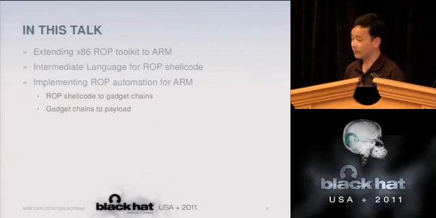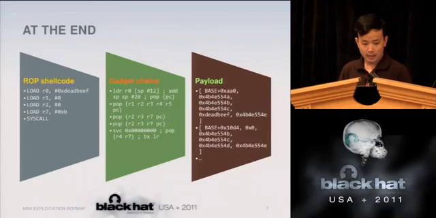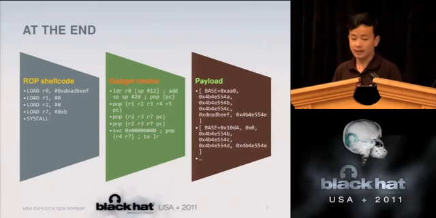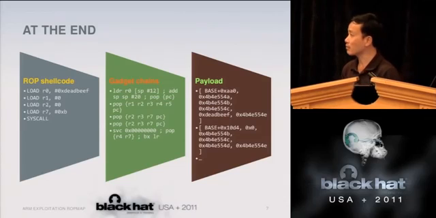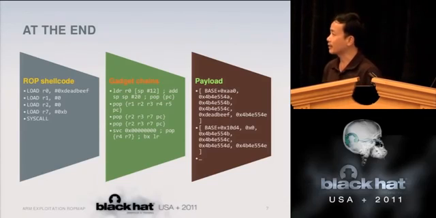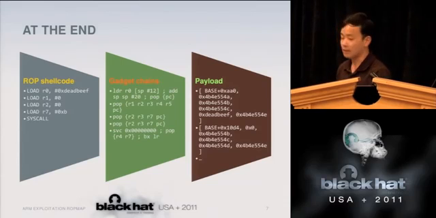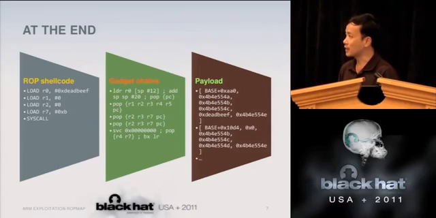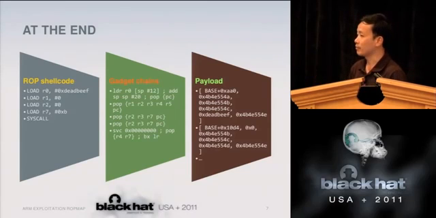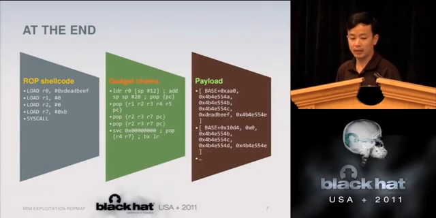So now, by the end, you can see on the screen, from the left, you will have a way to write ROP shellcode in an easy manner. The ROP shellcode is easy to understand, short, and clean, and then it can be transferred to a gadget chain automatically, depending on the architecture, here the ARM architecture. And finally, we have the payload for the exploit automatically.